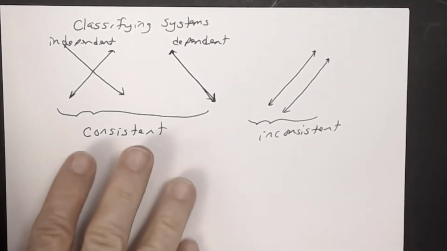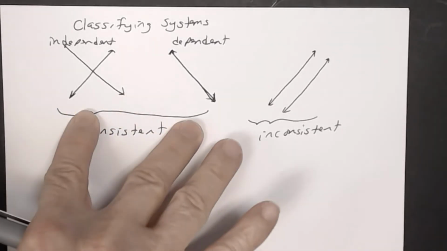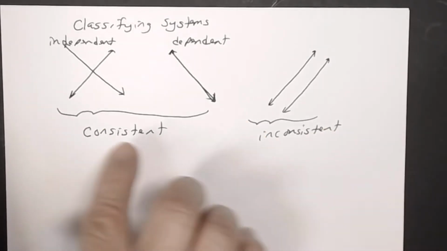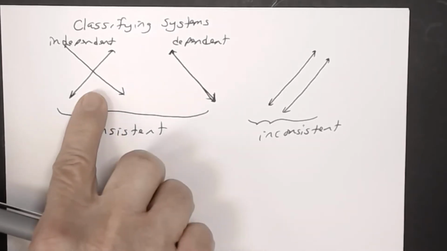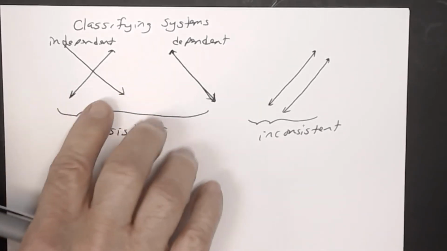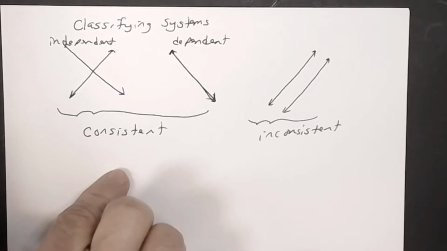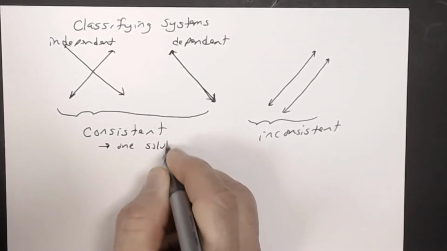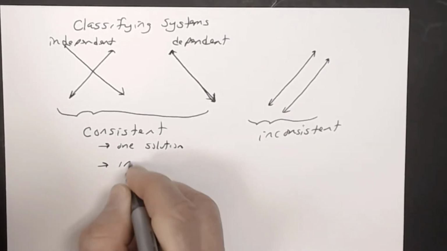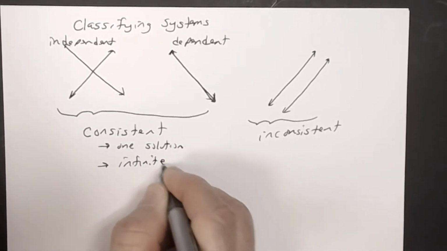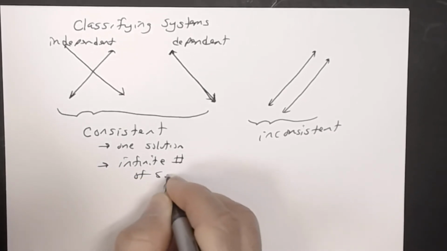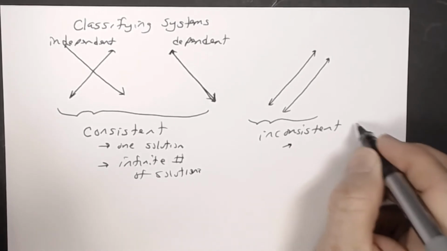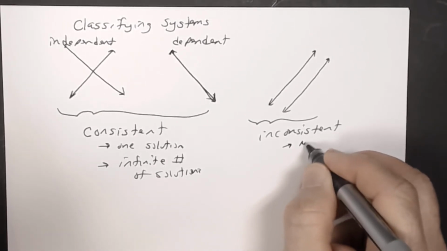So it's pretty easy to understand why this system is consistent and why this system is inconsistent, because the definition is straightforward. A consistent system has, in our case, since we're only dealing with two equations, one solution or an infinite number of solutions, right? So that's easy to understand. An inconsistent system has no solution.